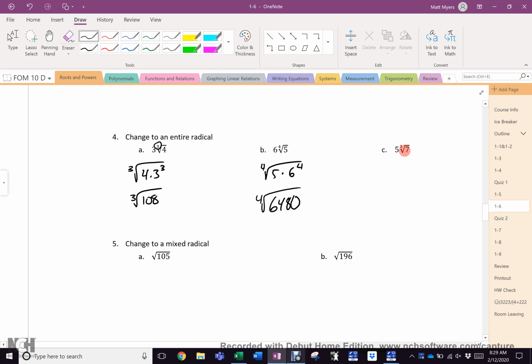And this one, it's the cubed root of 7 times 5 to the 3rd, which is 125. 7 times 125, which is the cubed root of 875. Everybody cool?